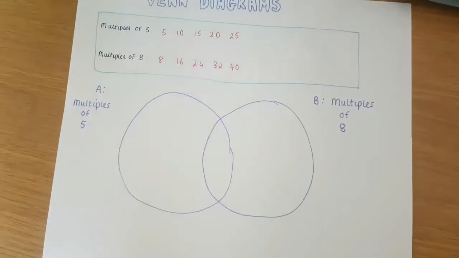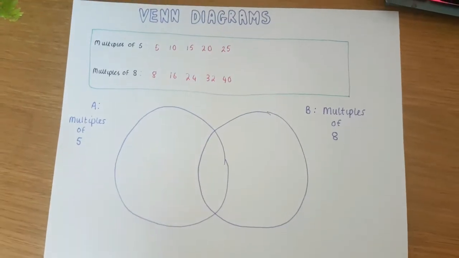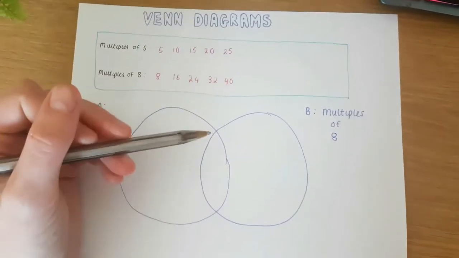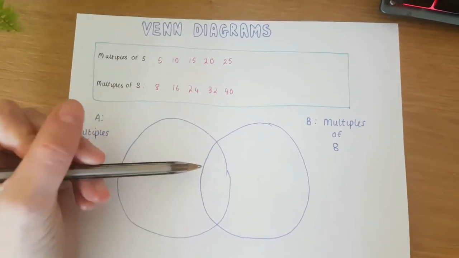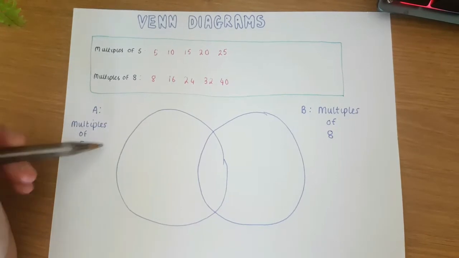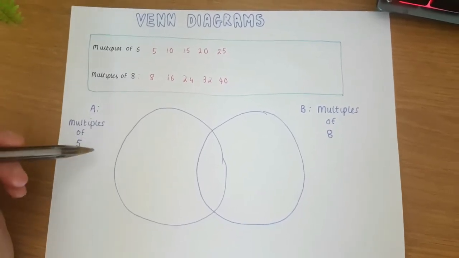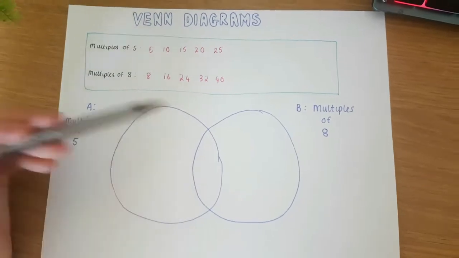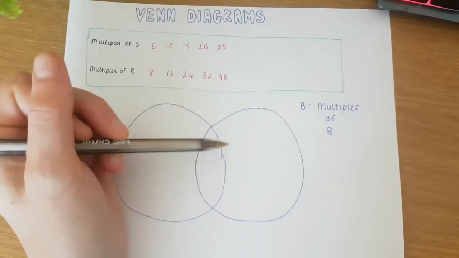Today we're looking at Venn diagrams. You should all be familiar with what a Venn diagram looks like and should have used it before, but it's when we have circles that overlap. Now we can have more than two circles, but we're only going to look at two in this case. Each circle contains a type of information, so in this case we're looking at multiples of 5 in this circle here, and in this circle here we have multiples of 8.